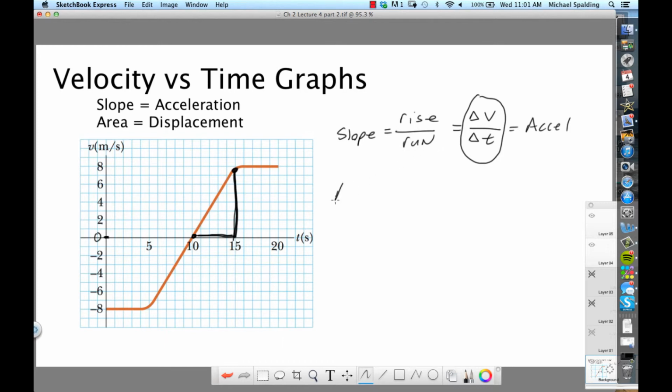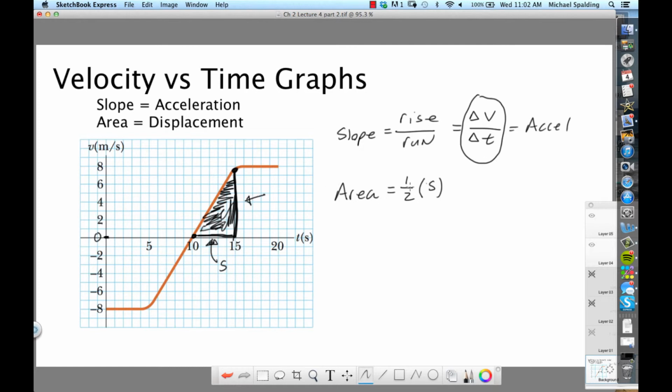Now how about area? What would area be? Well, let's just look at this area here. I'm going to shade this. So how do you go about finding area? Well, since it's a triangle, we have to have 1/2, right? 1/2 base times height. So let's look at units here. What's the unit of this base right there? Time, which is measured in seconds. The base is measured in seconds.